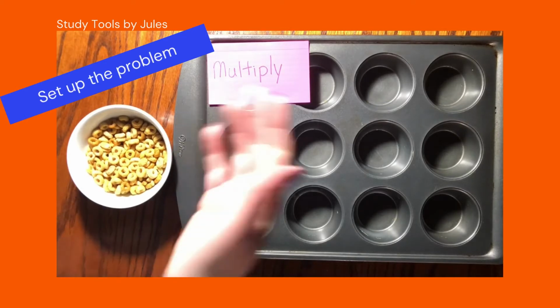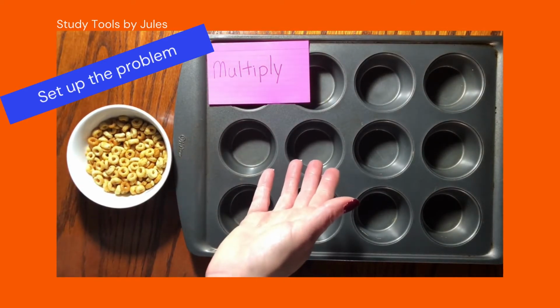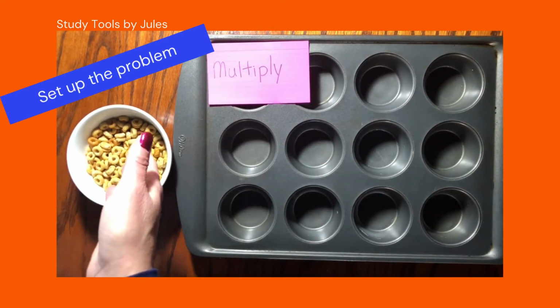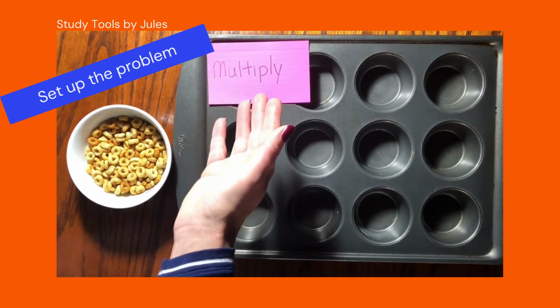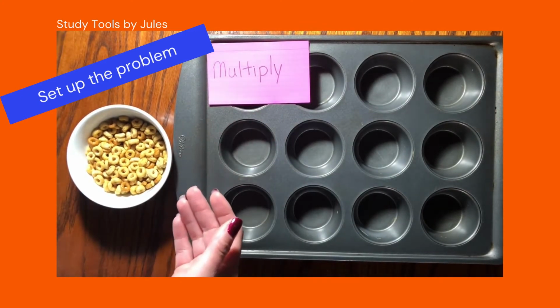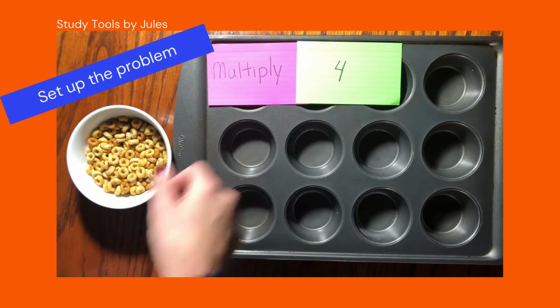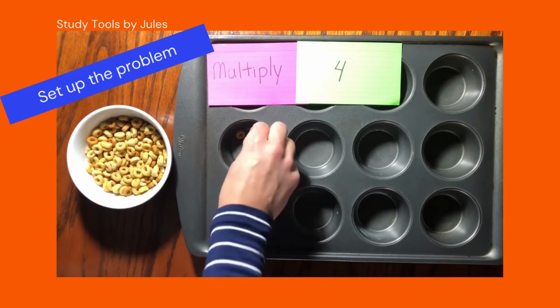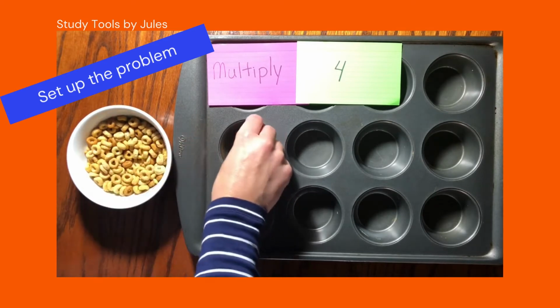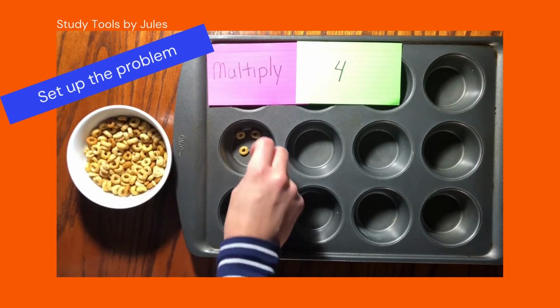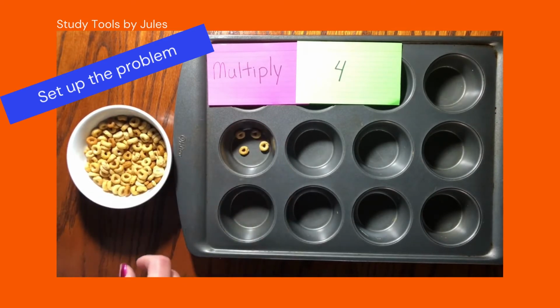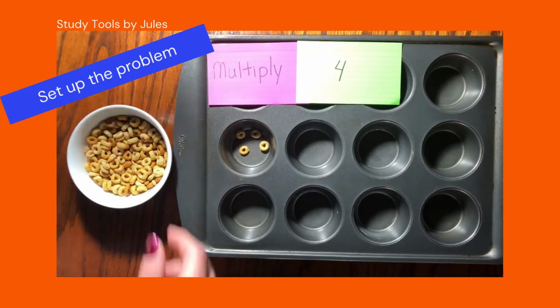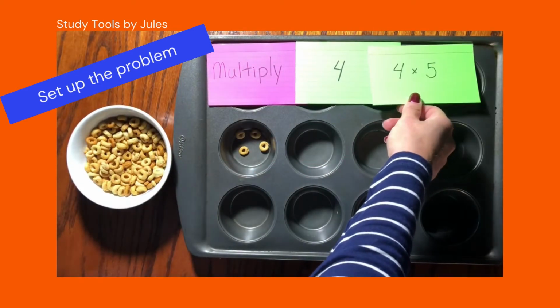So here we're going to use a muffin tin that you probably have in your house and some snack food to show kids how to multiply numbers. So we're going to pick a number. I picked the number 4, and you would count 4 pieces of the snack food into one of the wells of the muffin tin. Then we're going to move on to the multiplication problem.